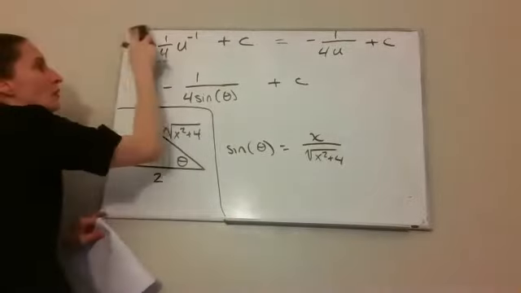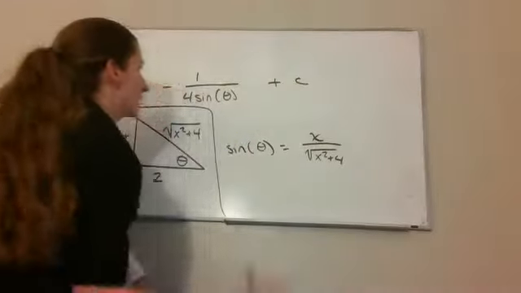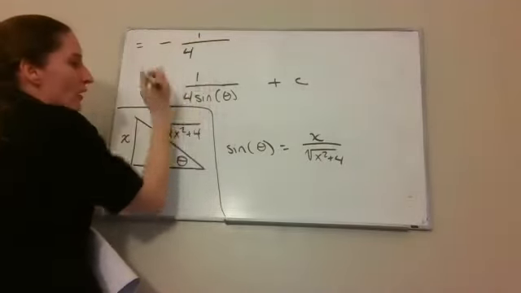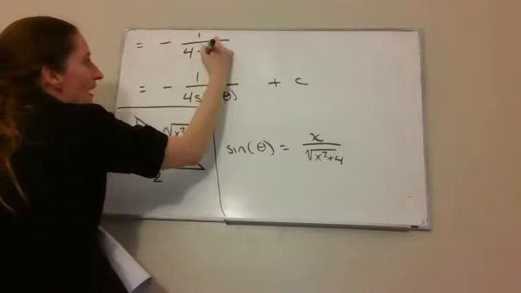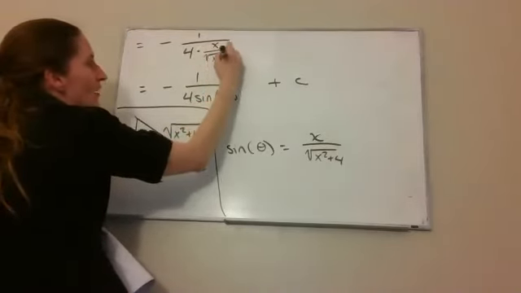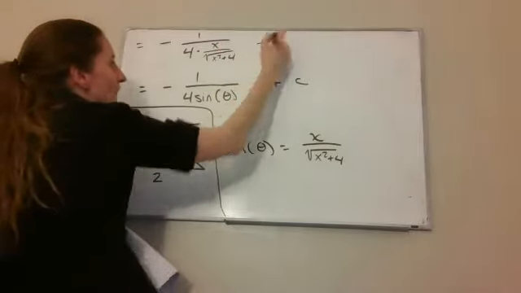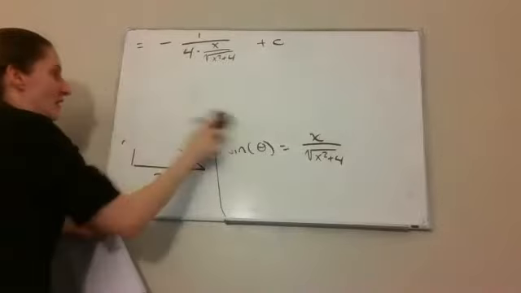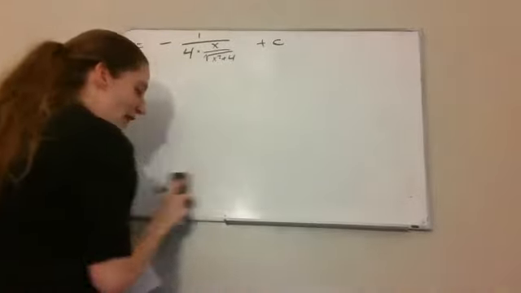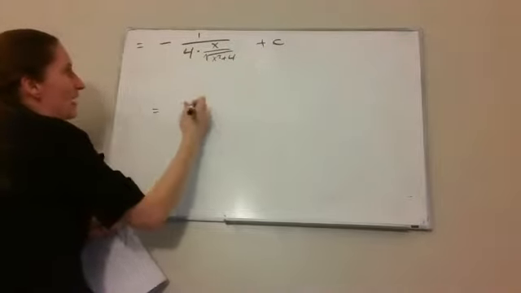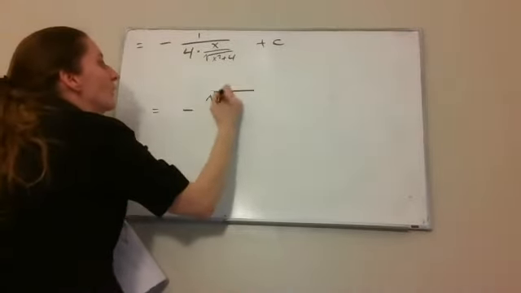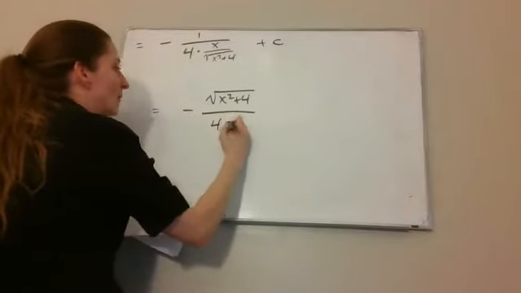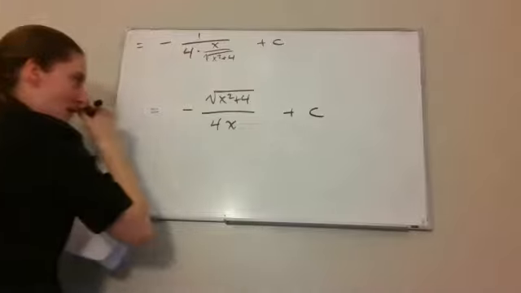Let me just put that up on the top. So we have a negative 1/4 times x over square root of x squared plus 4 plus c. And of course, we can write that better by flipping that sign upside down since we're dividing by it. And we get negative square root of x squared plus 4 on the top and 4x on the bottom plus c.